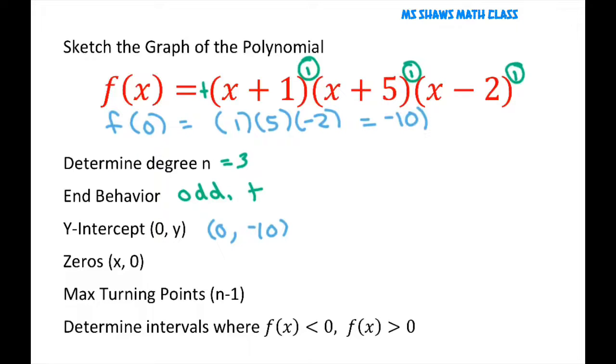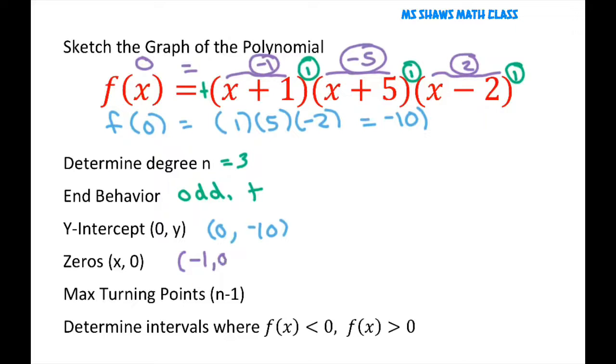And where your zeros are is when y is 0. So that this piece here would be negative 1, because negative 1 plus 1 is 0. This part would be negative 5, because negative 5 plus 5 is 0, and this part would be 2. So you have 3 zeros at (-1, 0), (-5, 0), and (2, 0).